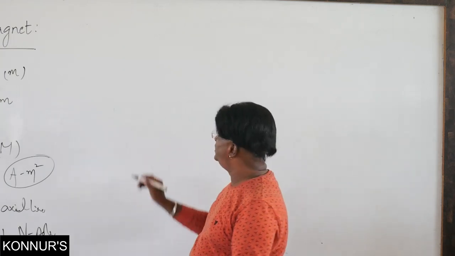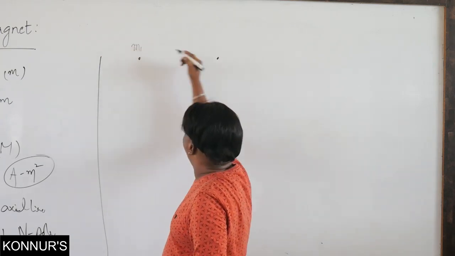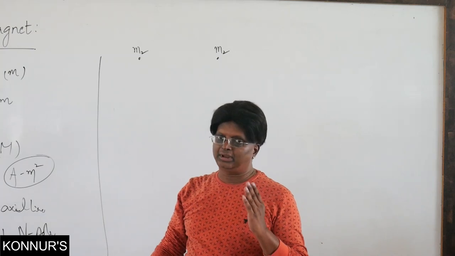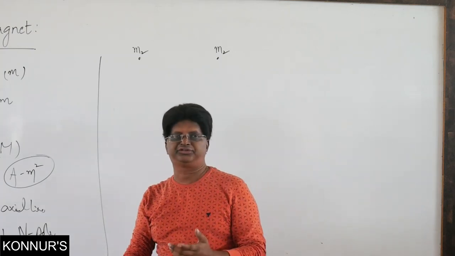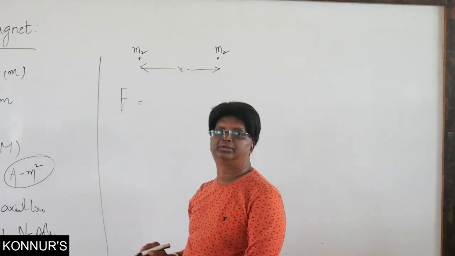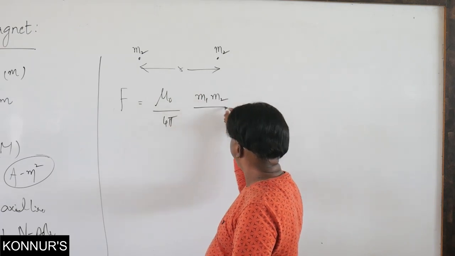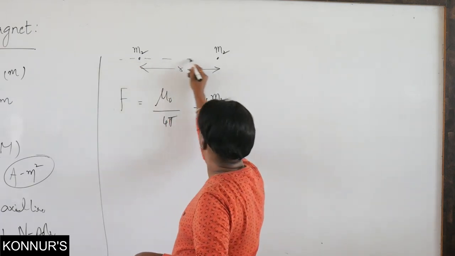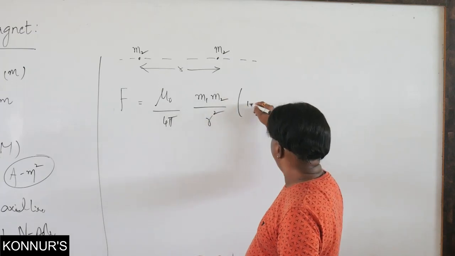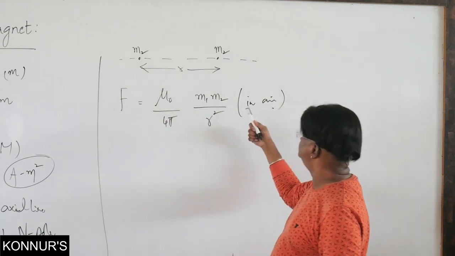Now, one more important topic I would like to discuss with you, where I want to give you only one or two expressions. Supposing these are two poles, M1 and M2, I have named them two poles. Again, as I told you, isolated poles never exist, it is a kind of idealization, let us take it for now. The separation is R, and the force, the famous Coulombic force, F is equal to mu naught by 4 pi m1 m2 by r square. m1 m2 by r square is the result that we have shown, right? Now this is of course in air. The space between the poles is air. This is the expression.